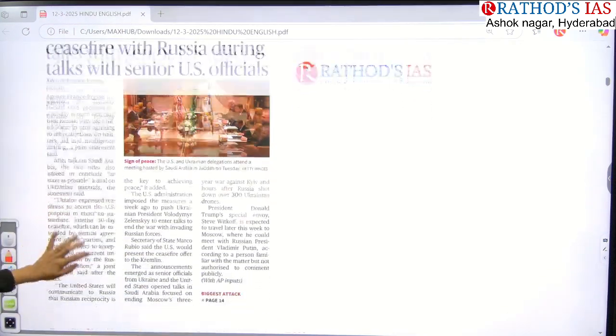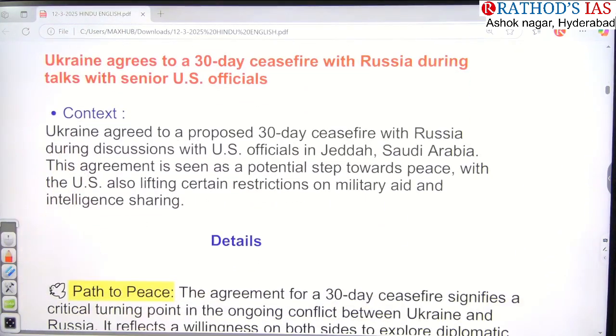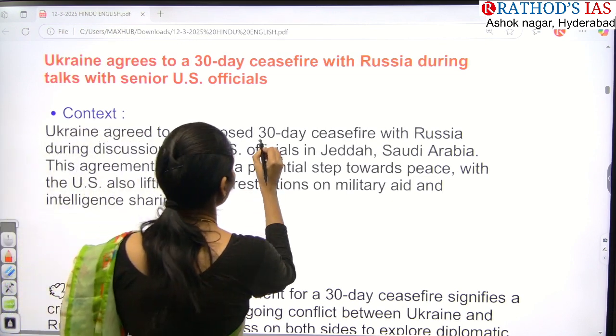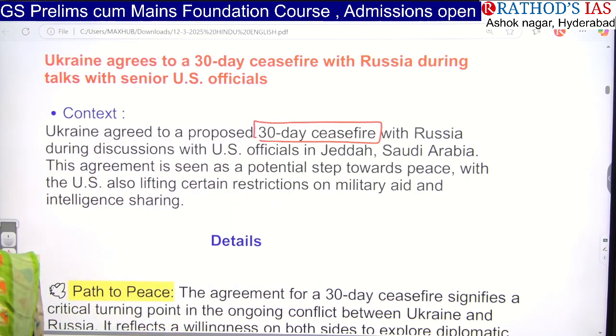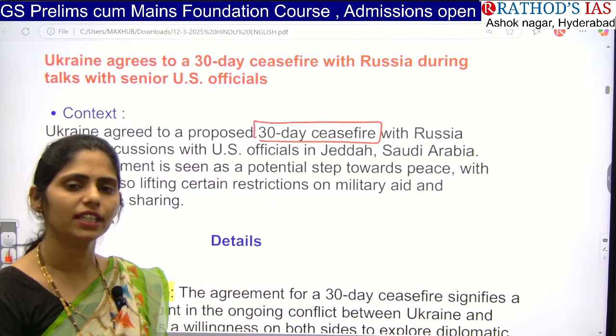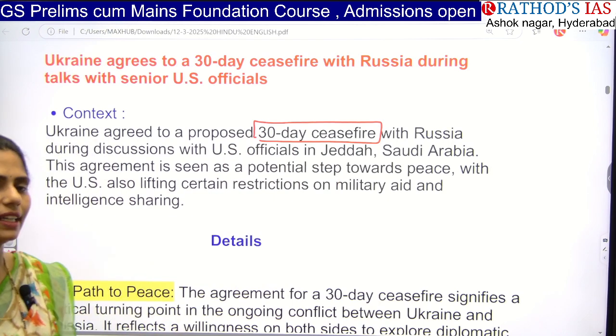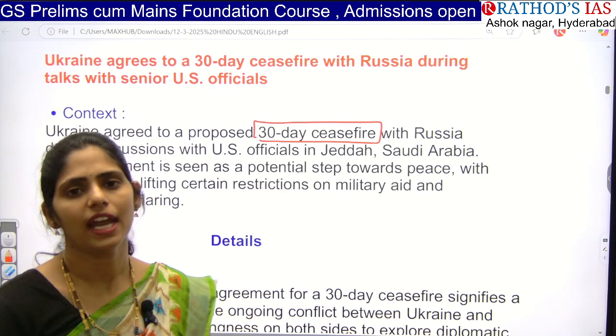Okay, now let us see this article directly. So here Ukraine has now agreed to a proposal. What is that proposal? A 30-day ceasefire with Russia. Okay, now finally Ukraine agreed to a 30-day ceasefire. That means within these 30 days we can establish at least peace and security.